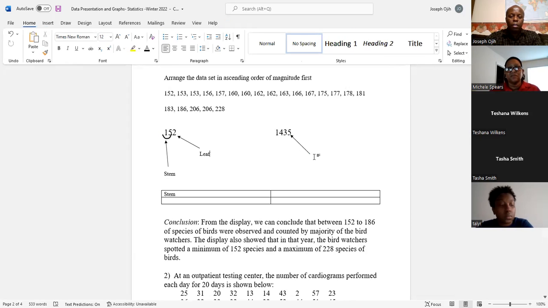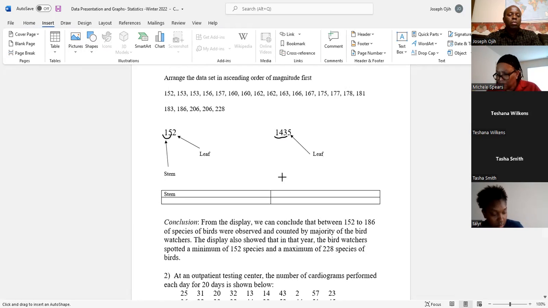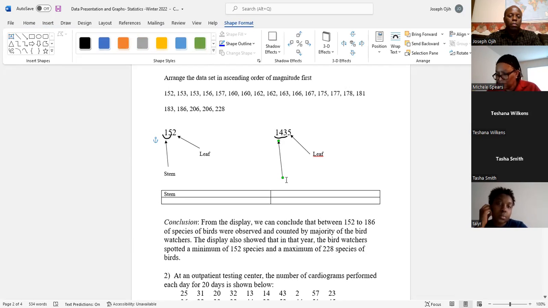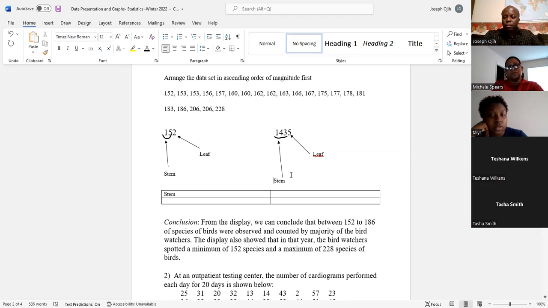And your stem will be the first 3 digits, which are this one here. That's your stem right here. So the last digit is your leaf. The other ones are the stem. Basically, the remainder numbers, except for the last number, are your stem, no matter how many numbers there are. Your leaf is the last digit.